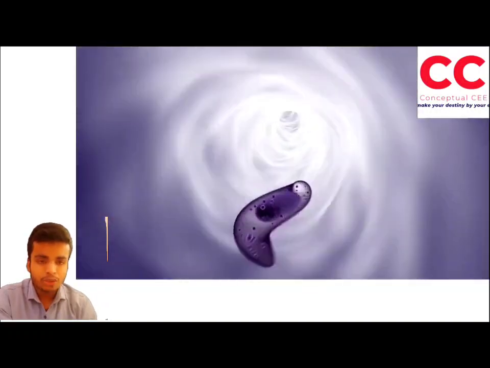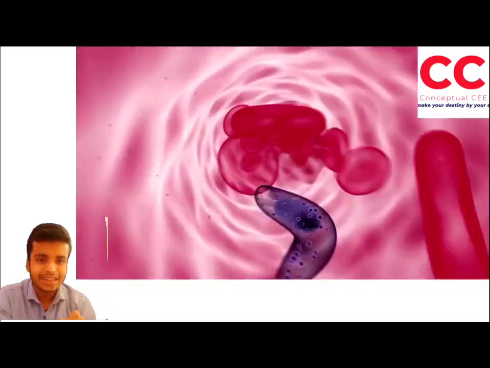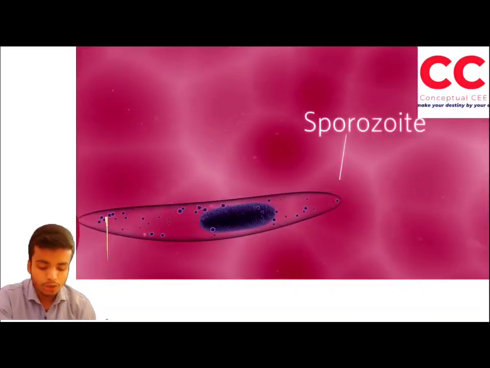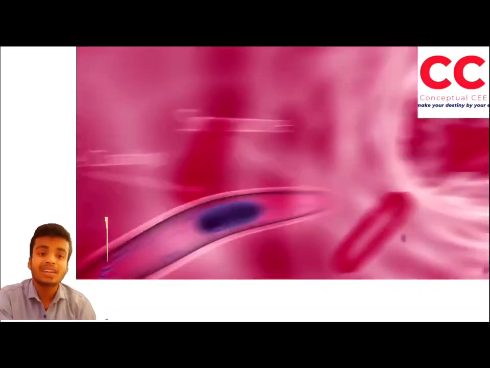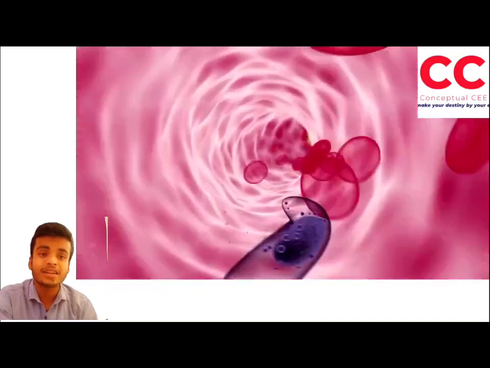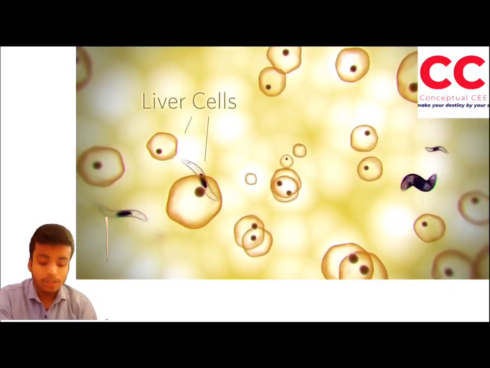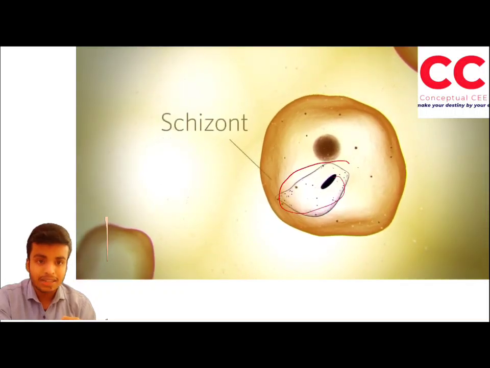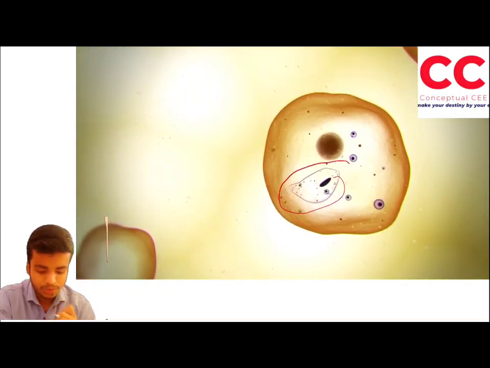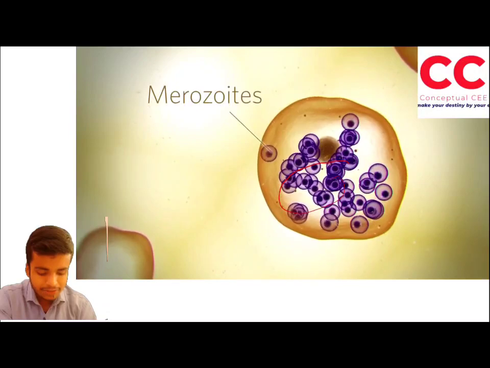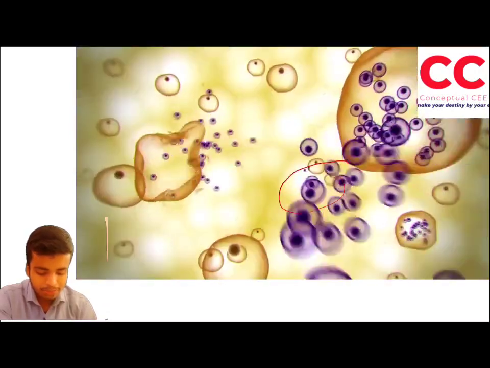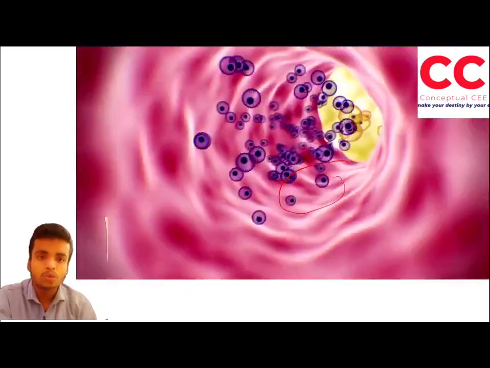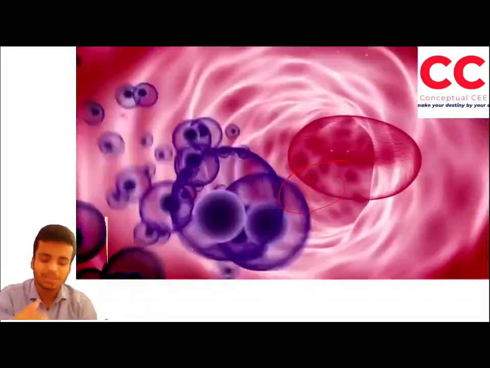So, there is a mosquito. That mosquito bites us, right? And it introduces sporozoites. What I had said, sporozoites are the main infective agent, the infectious form. They come to the liver and now they infect our liver cells. There they become schizont, then merozoites. We will be seeing this in detail in the upcoming slides.